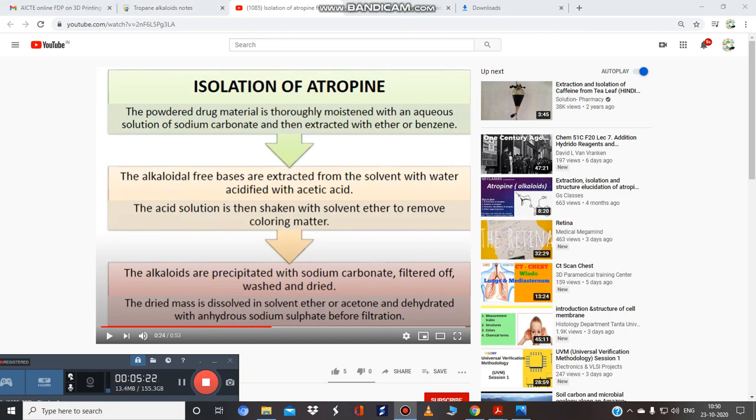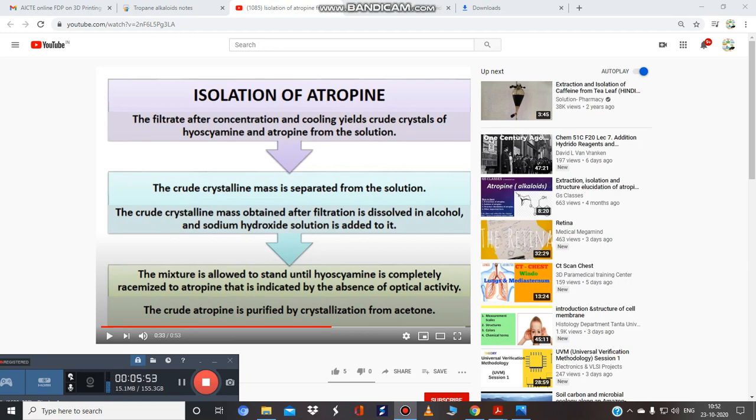So what was happening here? Again, you add a basic material, it sets the alkaloid free. You add an acidic material, it forms a salt. By using this procedure, several alkaloidal drugs have been isolated. So at this point you have a dried mass. Atropine has not yet been isolated here. What we will do is, this filtrate after concentration and cooling yields crystals of hyoscyamine and atropine from the solution.